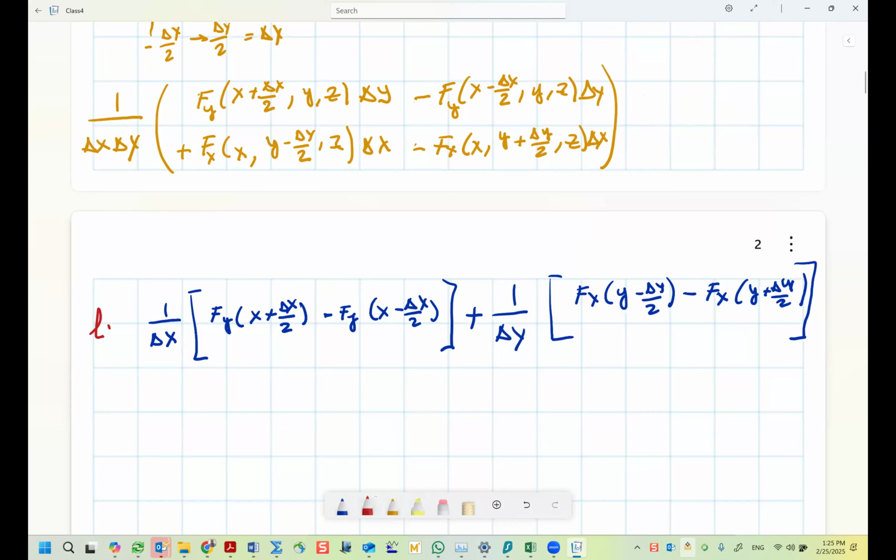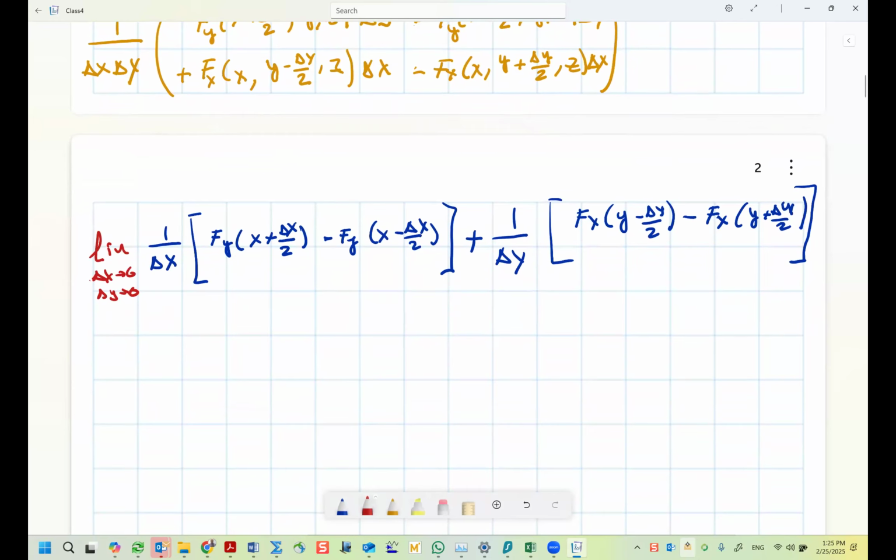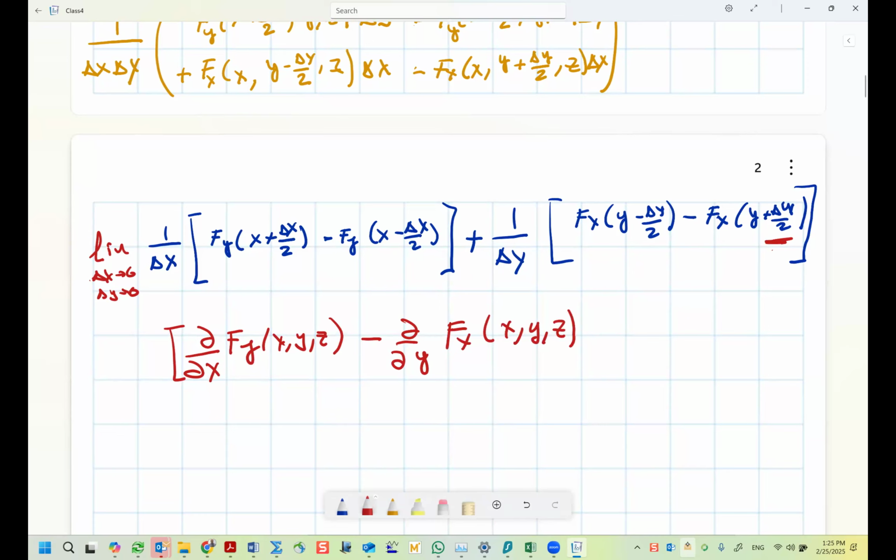Okay, and now we take the limit, for this case, when delta x tends to 0 and delta y tends to 0. And as you can tell, it will immediately be the derivative. So all this equation is d/dx of fy at x, y, and z, and it would be minus, because the positive is here, minus d/dy of fx of x, y, and z. All right. And this will be the z component.